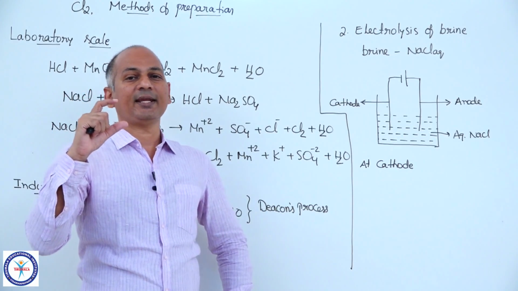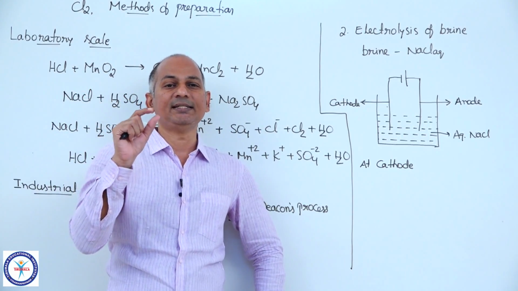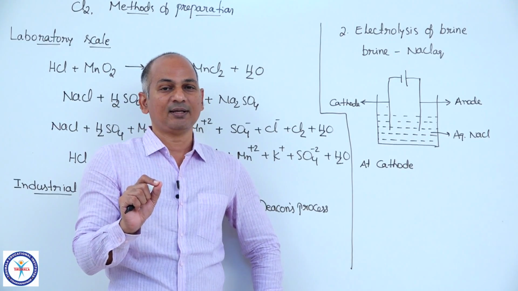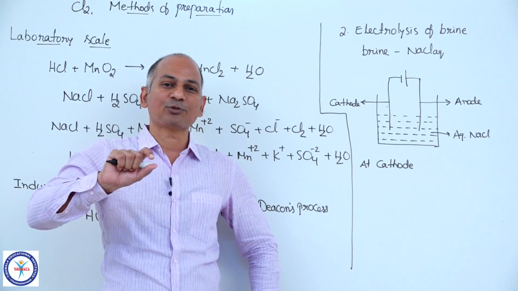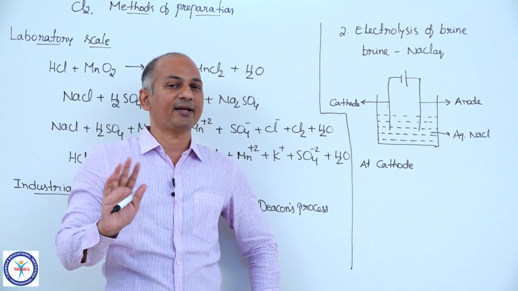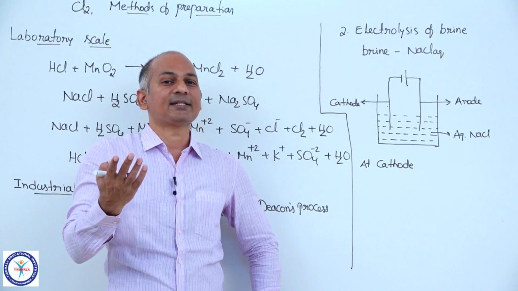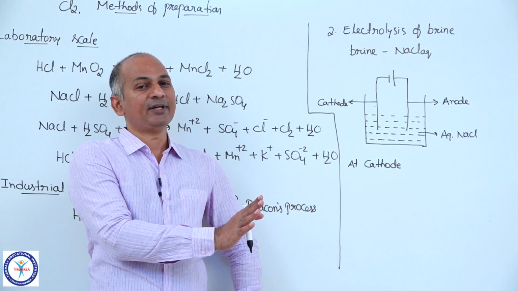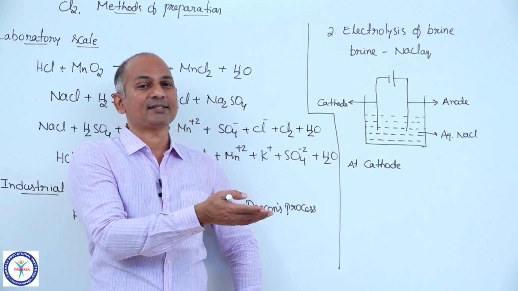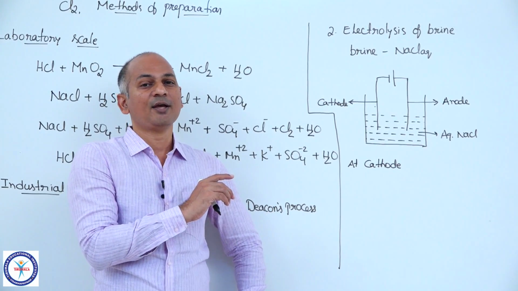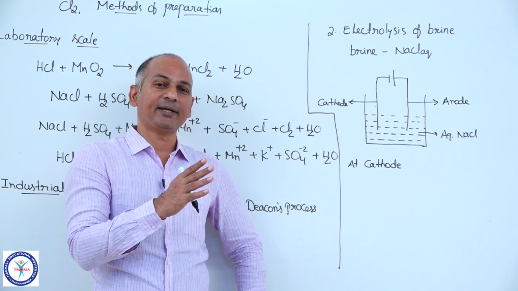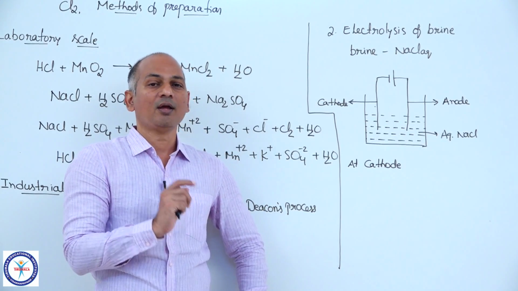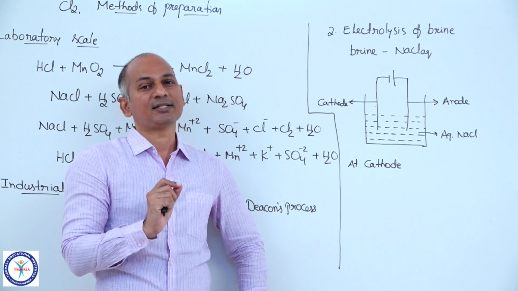Between H plus and Na plus, it is easy to reduce H plus. It is very difficult to reduce Na plus. So although Na plus migrates towards the cathode, it does not get reduced, but H plus gets reduced in preference to Na plus. Similarly, at the anode, it is very easy to oxidize Cl minus rather than OH minus. So although both anions, Cl minus as well as OH minus, migrate towards the anode, Cl minus gets oxidized in preference to OH minus.